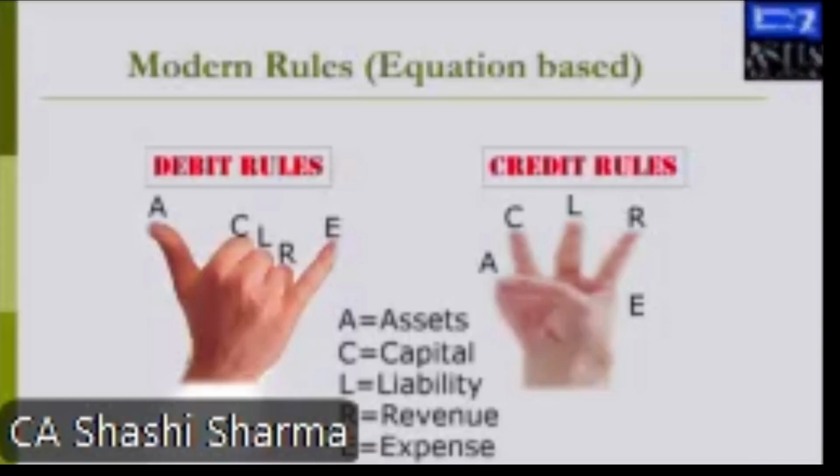And in the credit rules, the picture is exactly opposite. If CLR, capital, liability, revenue gains, these three fingers are up, pointed upward, meaning increasing, then these accounts will be credited. And if assets and expenses are decreasing, they will be credited.